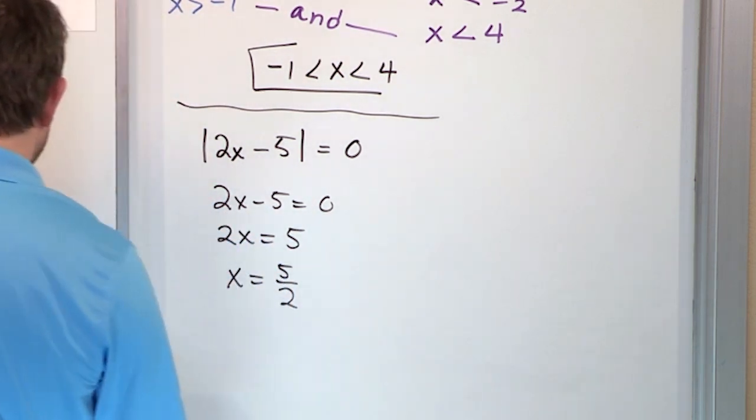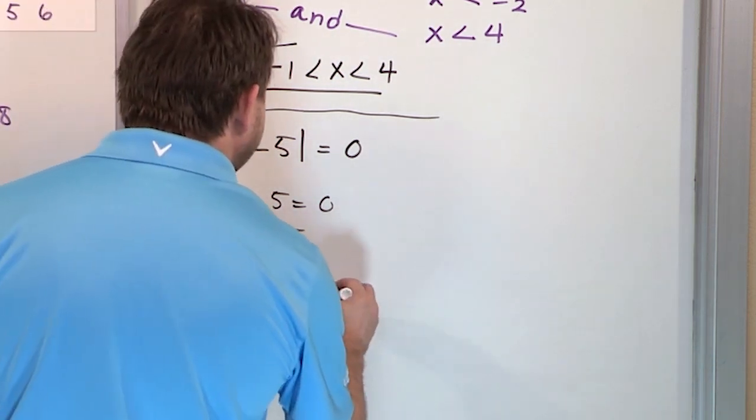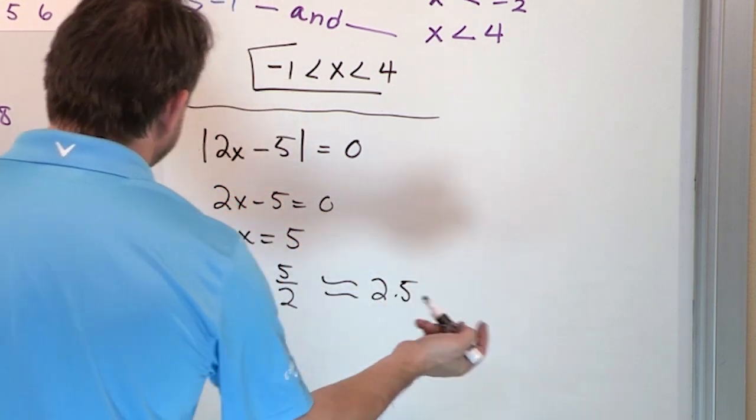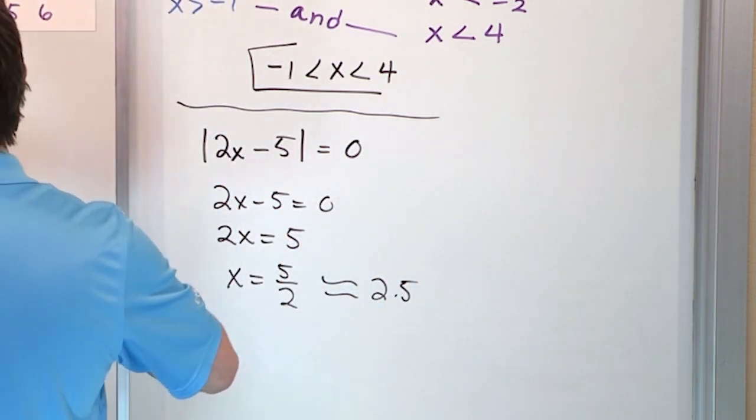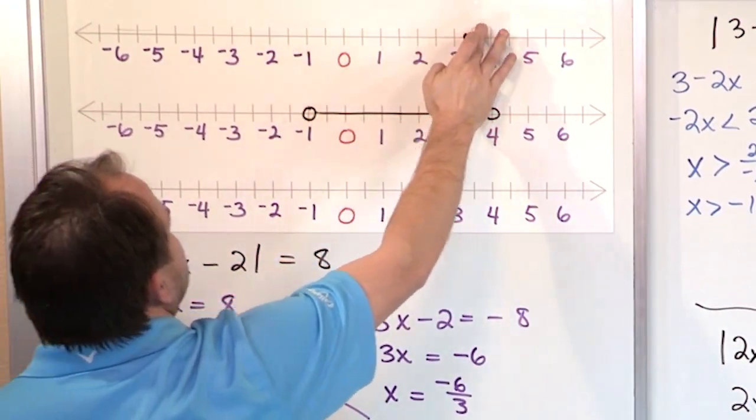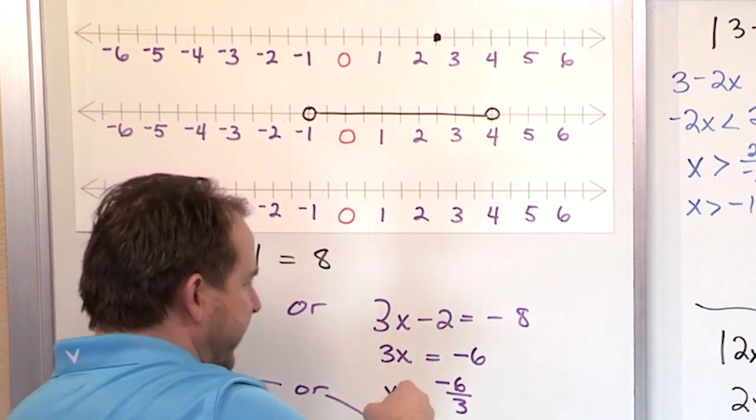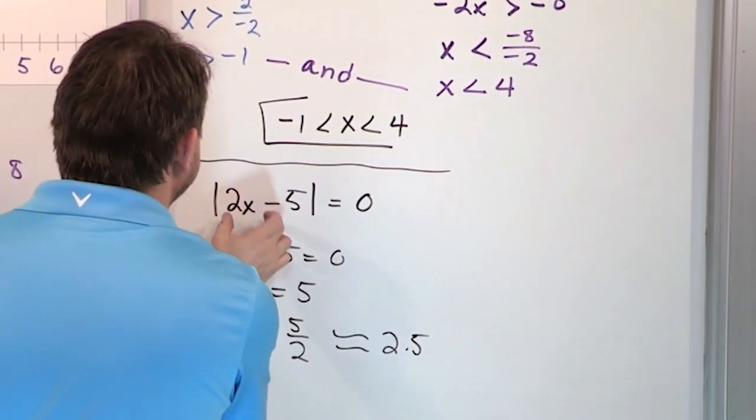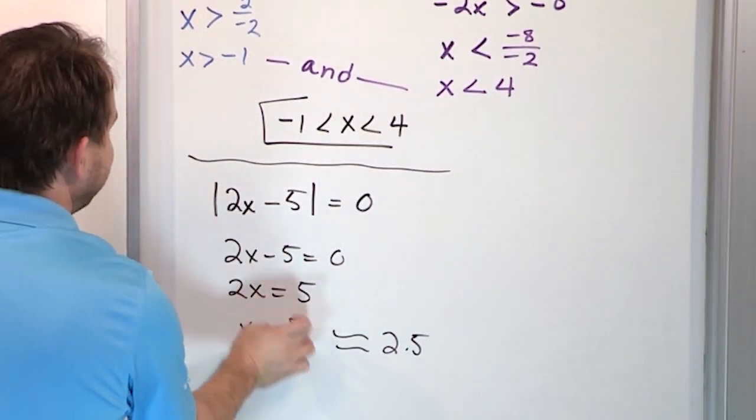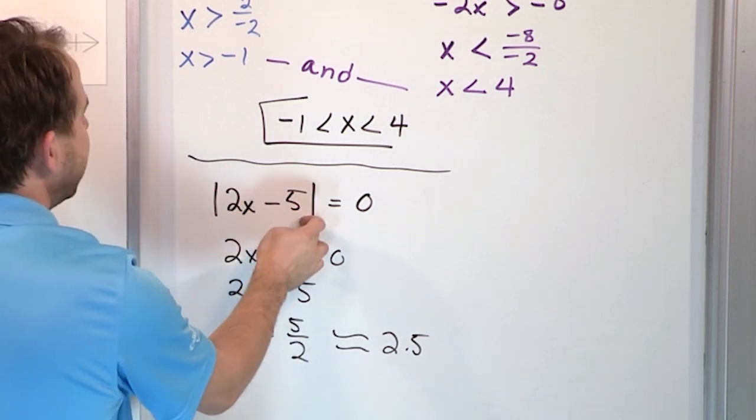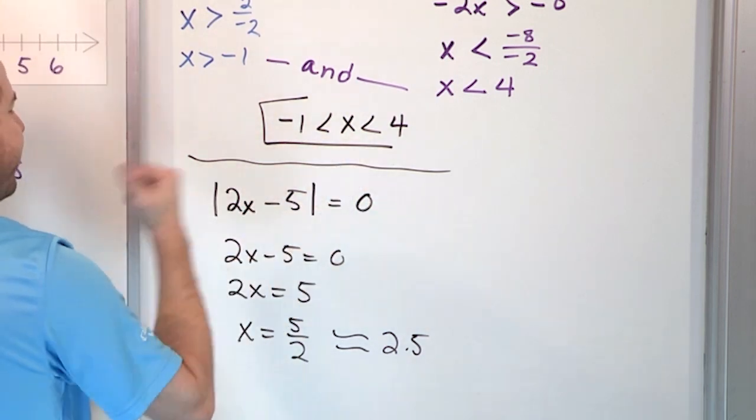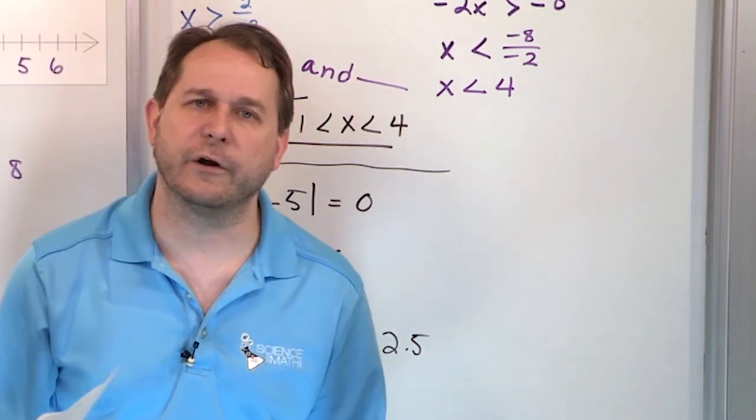So what we've basically said is 5 halves, which, as you know, is exactly equal to 2.5. So if you were to go on the number line here, let's just erase this one since we don't need this anymore. 2.5 is basically right there, and there's only one value that works. So if you put 5 halves in here, 2 times 5 halves, the 2's will cancel, you get 5 minus 5, which is 0. Take its absolute value, you'll get 0. There's only one number that works.